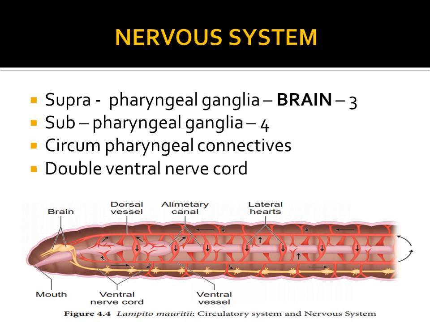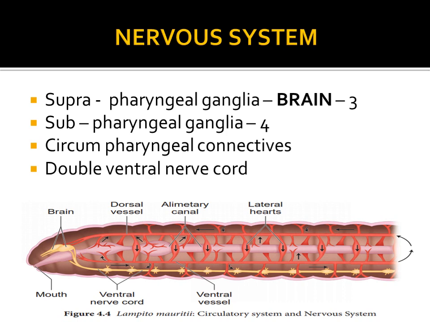The third region is the circumpharyngeal connectives. As we said already, the suprapharyngeal and the subpharyngeal ganglia are connected to each other by the circumpharyngeal connectives. Can you watch this figure? Above the pharynx the brain is marked, and below the pharynx the subpharyngeal ganglia is present.